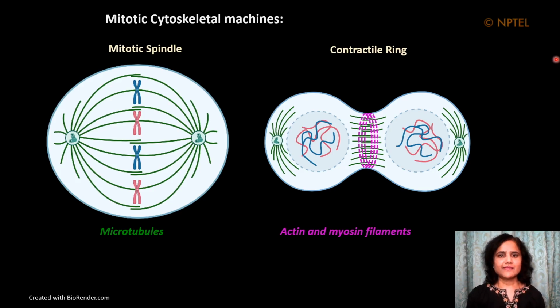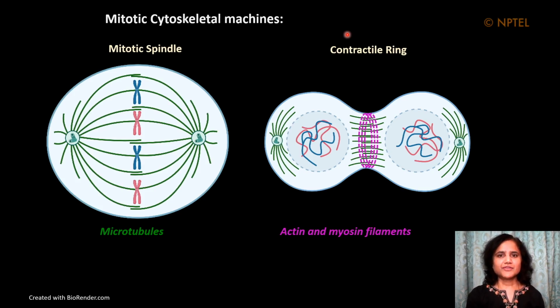There are two main cytoskeletal machines in the cell which are important for mitosis. One is the mitotic spindle, which is important for chromosome segregation, and the other is the contractile ring, shown here in purple, which is important for cytokinesis. The spindle is made up of tubulin filaments or microtubules, while the contractile ring is composed of actin and myosin.